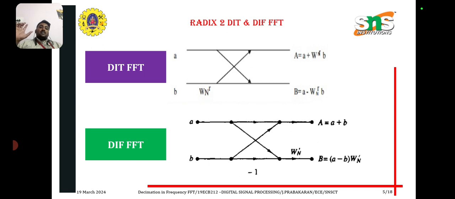One thing differs between DIT and DIF. The first output, the upper part of the cross, represented as capital A, is just the addition of the two inputs A and B, with no twiddle factor involved. Whereas radix-2 DIT adds one input and the product of the twiddle factor with the other input. In DIF, the upper part of the cross just adds the two inputs, and the lower part just subtracts the two inputs, and after that we multiply with the twiddle factor. This is the difference between DIT and DIF.